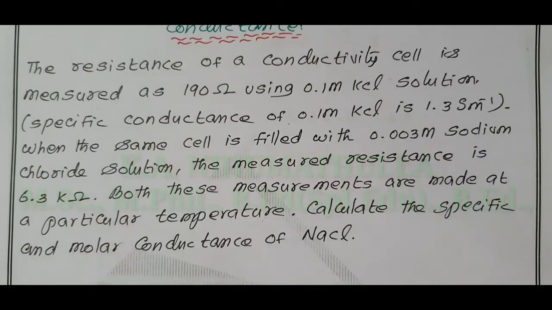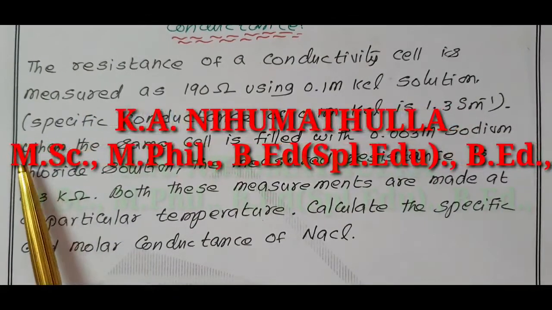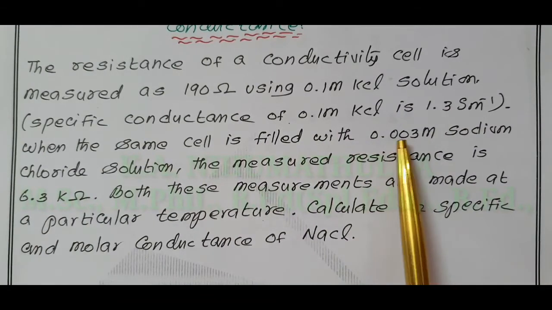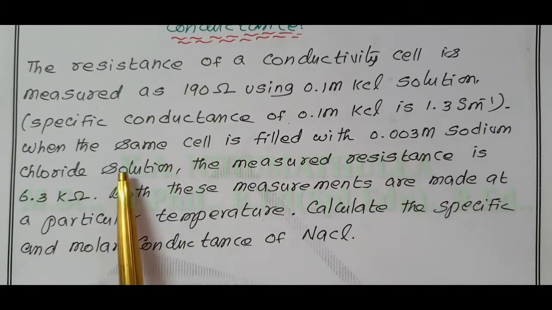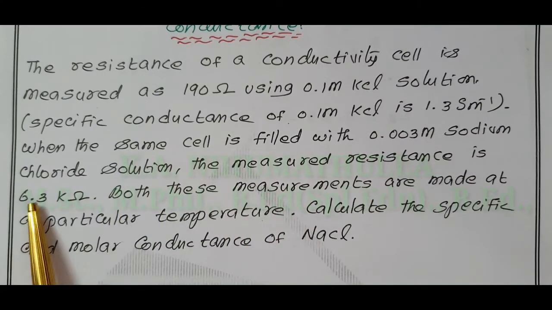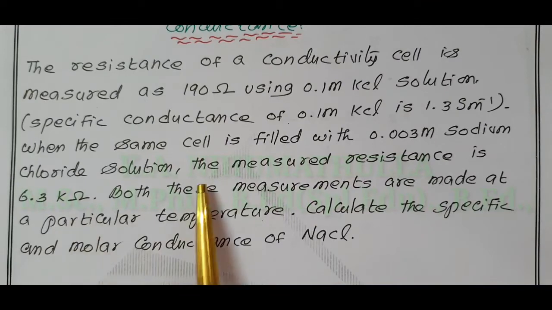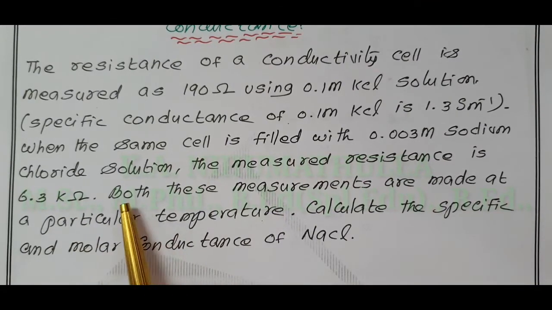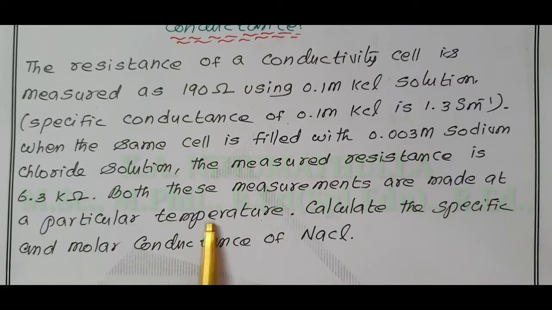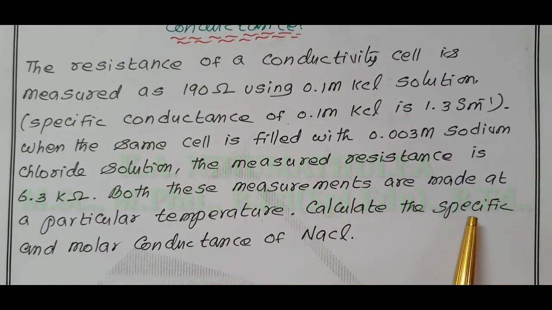Now, when the same cell is filled with 0.003 M sodium chloride solution, the measured resistance is 6.3 kilo ohm. This is for the sodium chloride solution. Both these measurements are made at a particular temperature. Calculate the specific and molar conductance of NaCl, sodium chloride.